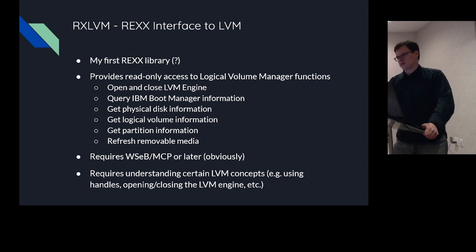Because it works with LVM, which was introduced in Warp Server for eBusiness, which is OS/2 4.5, you have to have at least that version of OS/2 to be able to use it. It simply will not work. If you try to use it on an older version of OS/2, you will probably just get a pop-up log entry saying this API cannot be found, I would guess. I haven't tried it.